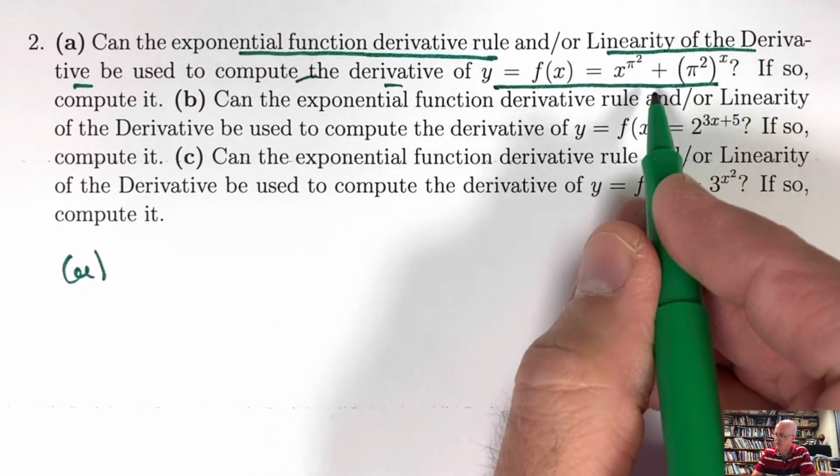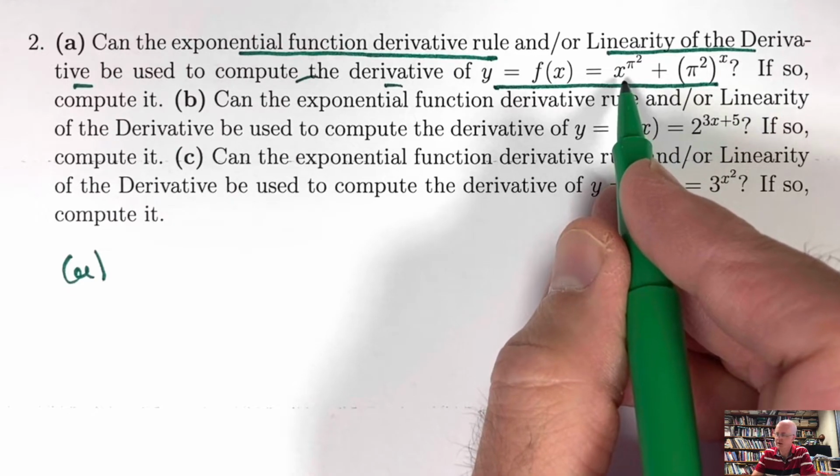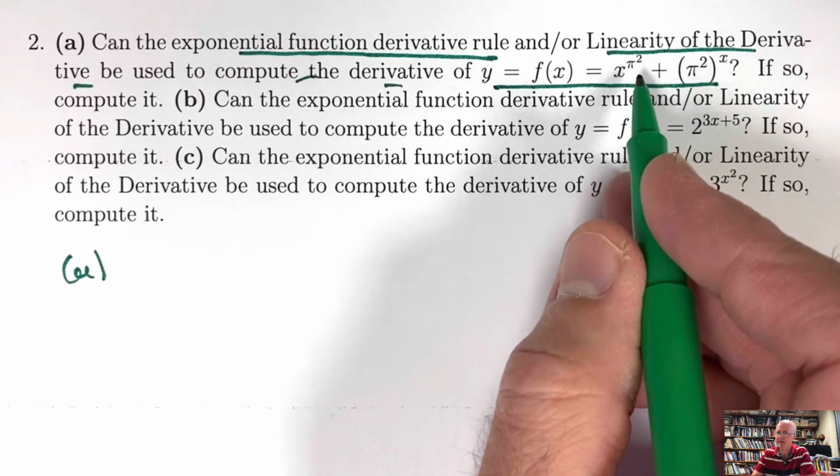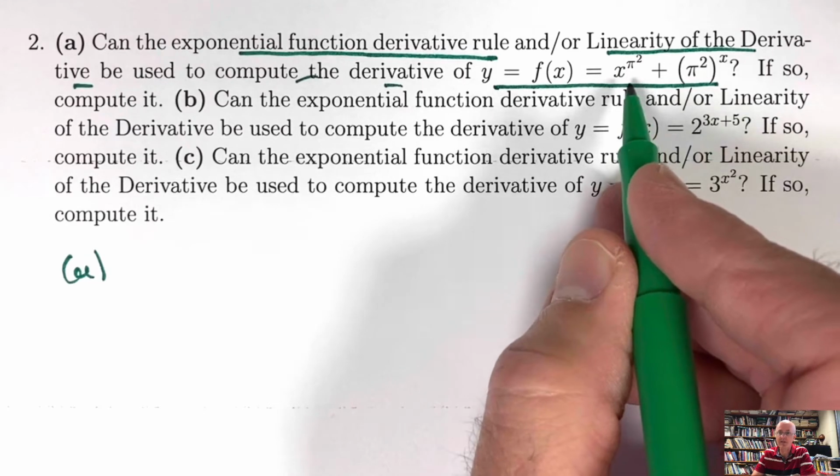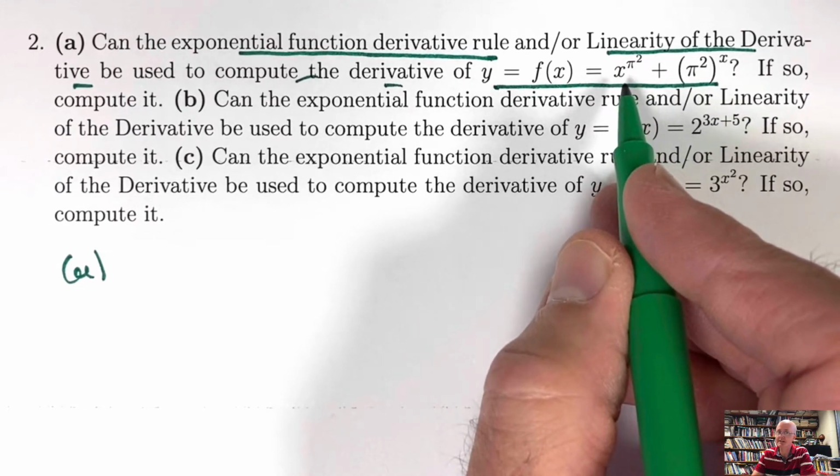All right, so what do we have here? We've got, is that an exponential function there? We've got some powers, some exponents. No, because the x, that's the variable, is in the base. This is not an exponential function. This is a power function.